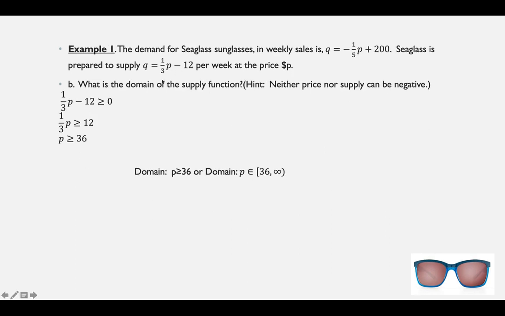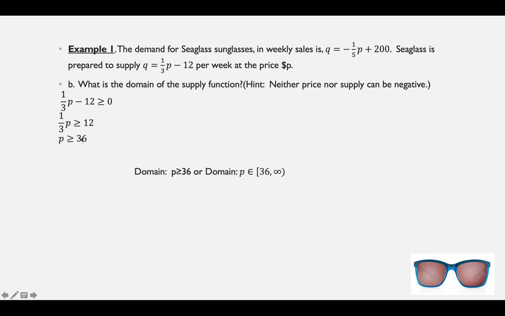Okay, so we want to know the domain of the supply function. So P has to be greater than or equal to 0. We know that. So does Q. So we're going to use the rule that gives us the quantity, but that's in terms of P. And so we're going to have 1/3 P minus 12 is greater than or equal to 0. We add 12 to both sides, multiply by the reciprocal of 1/3, which is 3, and we get P greater than or equal to 36. Notice I did not reverse the inequality sign, and that is because I multiplied by a positive, not a negative.